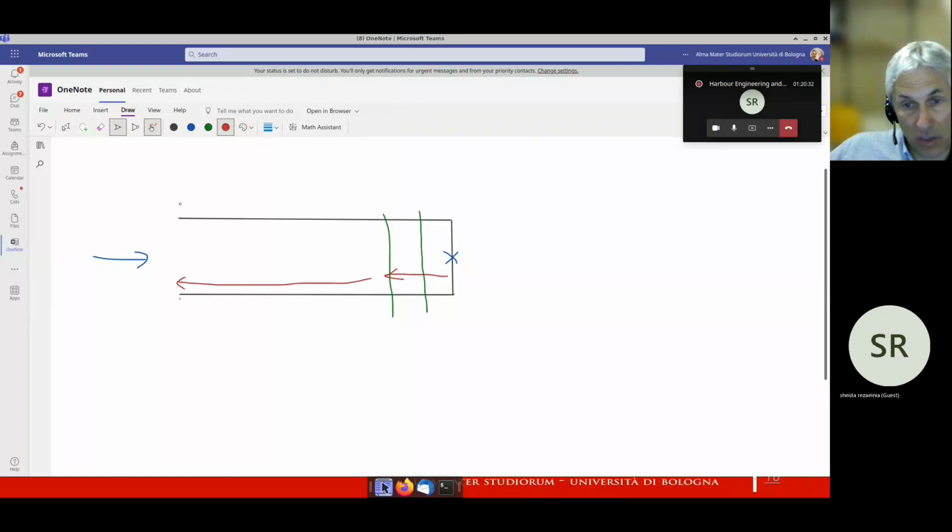So what is the natural period of the basin? The natural period of the basin is proportional to the time that is taken by the incoming wave to reach the head here and the reflected wave to come back. So this is the total time taken by the wave to go back, forth and back.